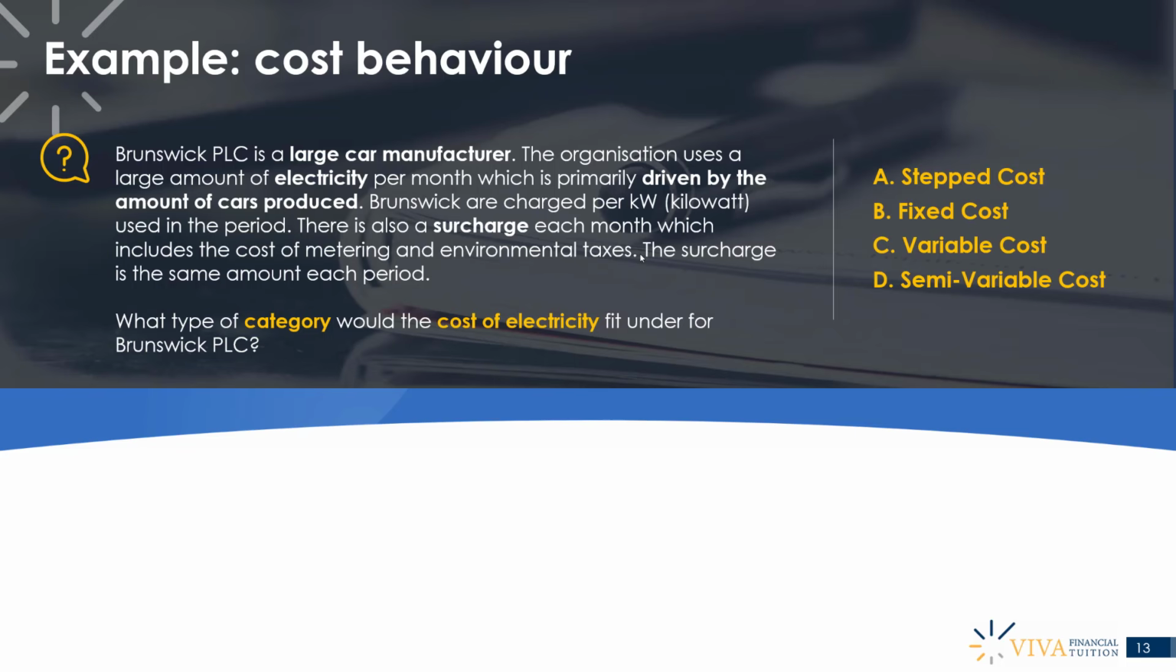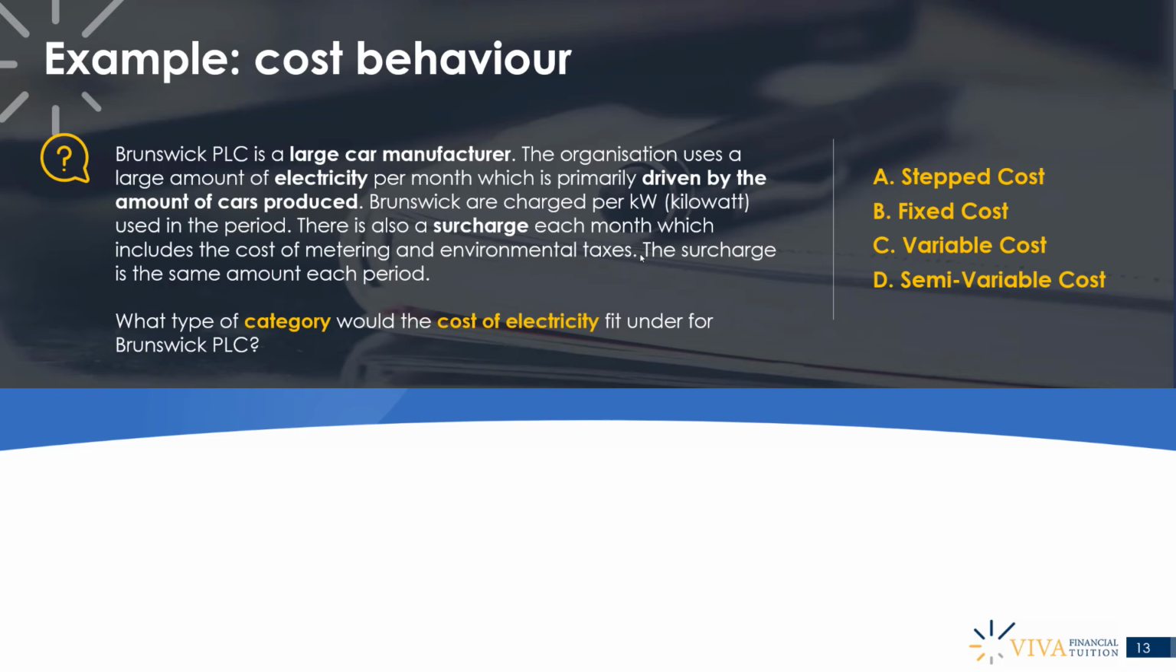So if we look at the question, it has, the organization uses a large amount of electricity per month, which is driven by the amount of cars produced. So that sounds like a variable cost. So the more cars that are being manufactured, the higher the cost of electricity is. So that's very much a variable cost. But the question also mentions that there is a surcharge, so an extra charge each month, which includes the cost of metering and environmental taxes. So the surcharge, it says in the question, is the same amount each period.